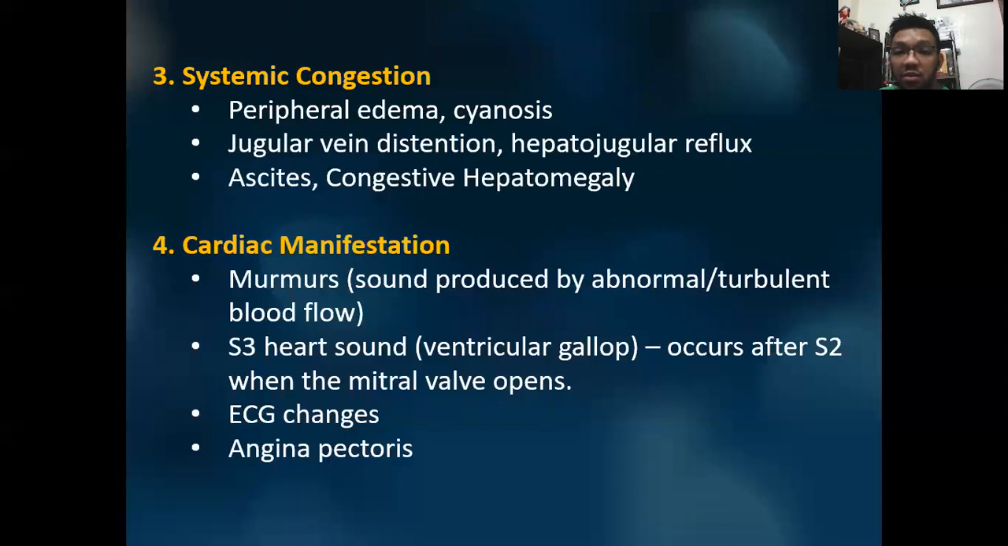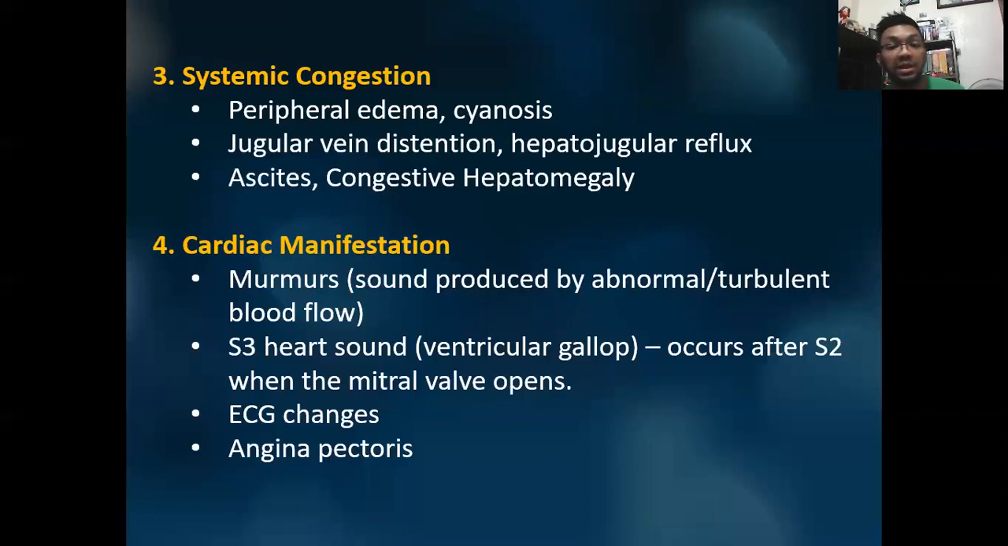Cardiac manifestations would be murmurs, which you can hear if you auscultate, which are sounds produced by abnormal or turbulent blood flow. An S3 heart sound is going to be heard, which is also known as the ventricular gallop. It occurs after S2 when the mitral valve opens. So it's abnormal. Instead of hearing just lub-dub, lub-dub, you are going to hear lub-dub-dub, lub-dub-dub. That is known as the ventricular gallop.